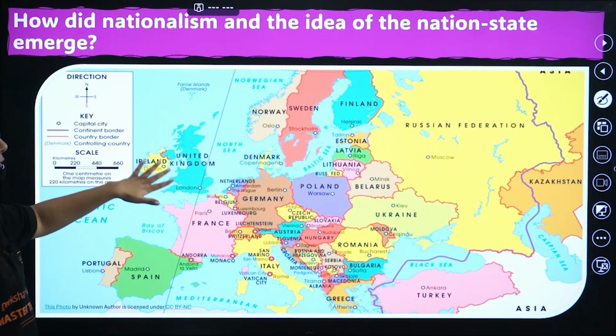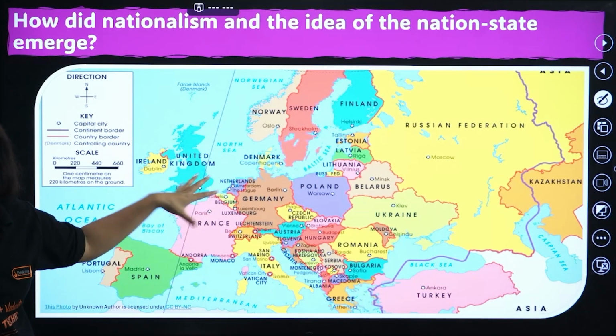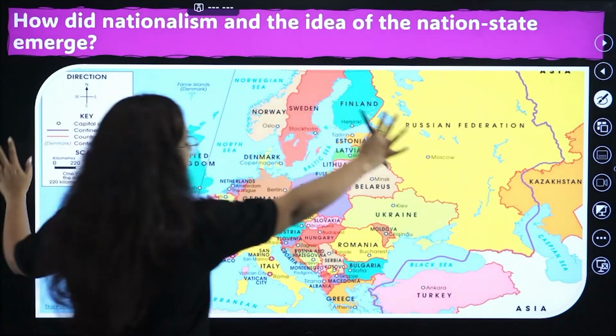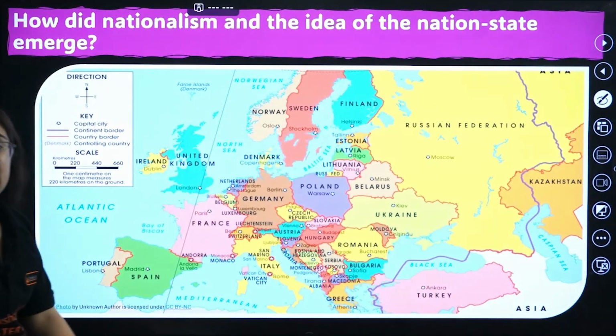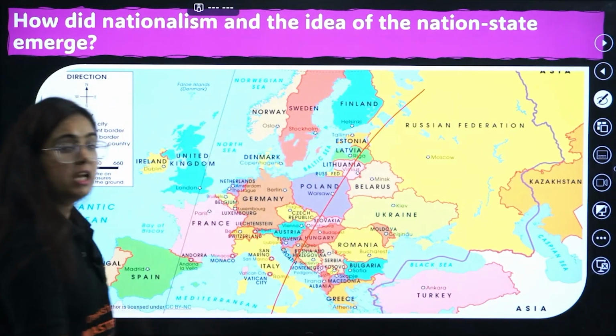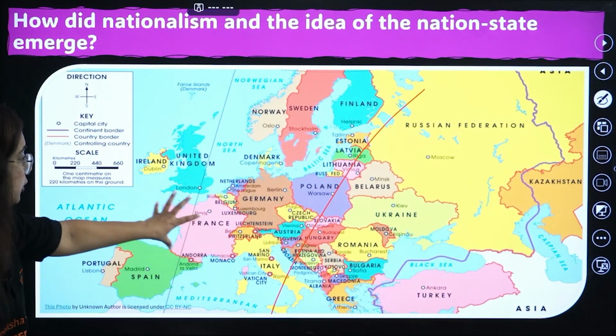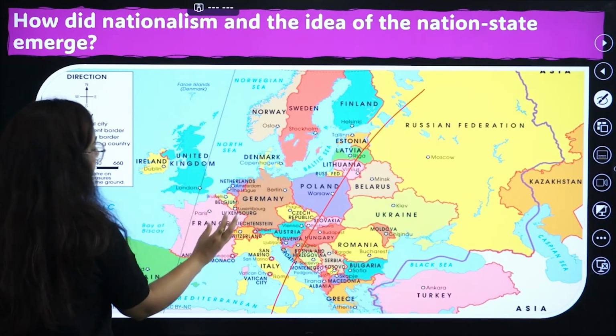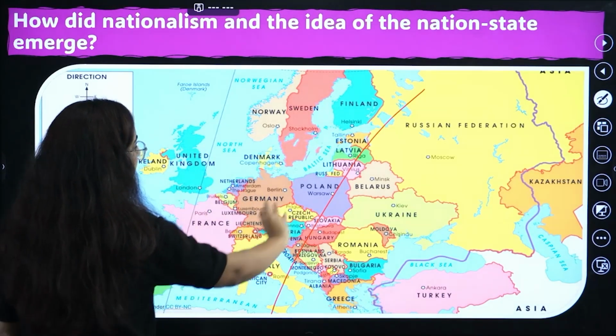This is the map of Europe. This is, my dear student, the map of Europe. In this entire Europe, let me divide it into two parts, and the two parts will be like this. If I talk about this left part, it included regions like United Kingdom, Ireland, France, Germany, Poland.